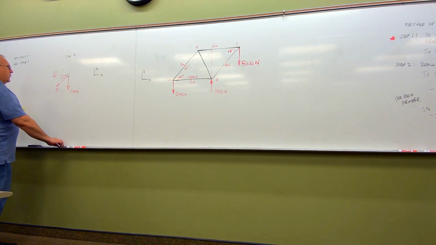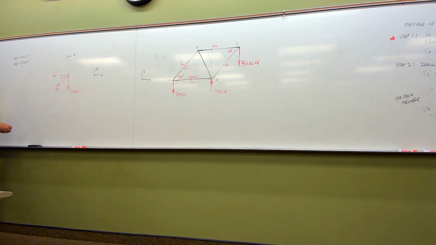Let's write equations of equilibrium here, folks. So if I sum forces in the x direction, I'm going to have minus CD minus BC cosine 45, and that's going to be equal to 0. If I sum up forces in the y direction, I'm going to have minus BC sine 45 minus 5,000, and that's going to be equal to 0. So there, just like that, are my two equations of equilibrium.